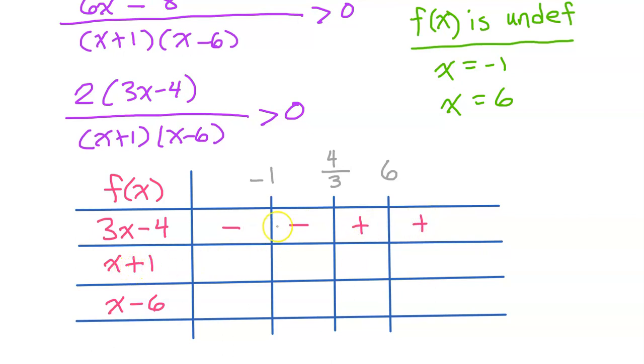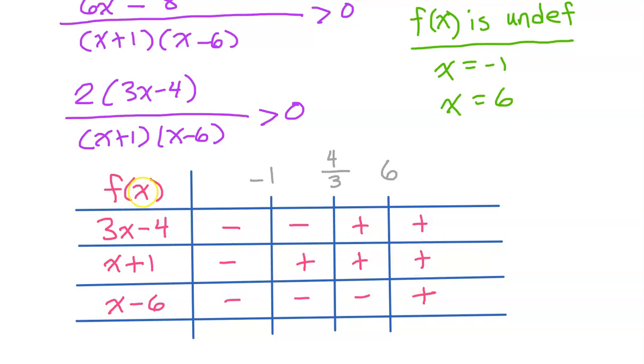X plus 1 equals 0 right at -1. It will be negative to the left and positive to the right. X minus 6 will equal 0 right at 6. It will be negative to the left and positive to the right.